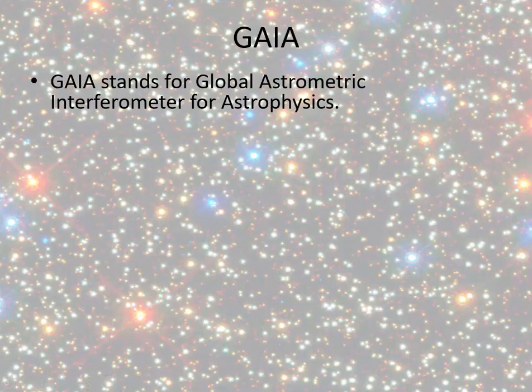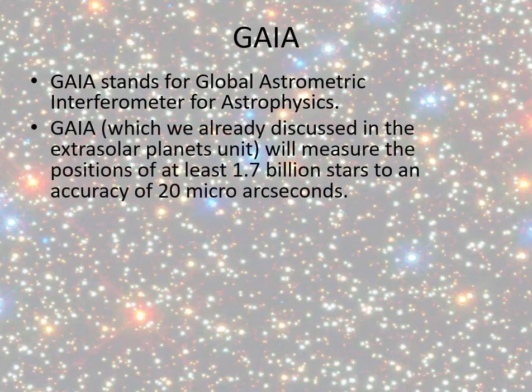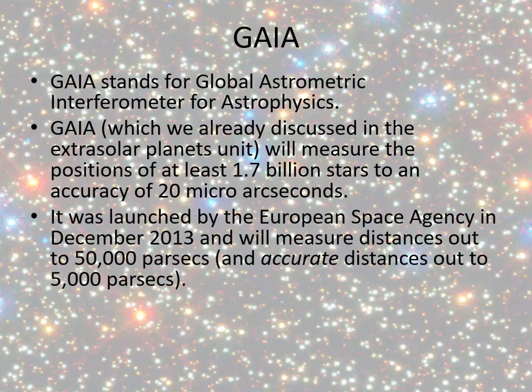Now, the Gaia spacecraft was launched in 2013 by the European Space Agency, and it's in the process of measuring very precise positions for at least 1.7 billion stars. In fact, it seems likely now that that's going to be extended because the mission has been quite successful so far. And it's going to measure distances out to 50,000 parsecs. Now remember that the diameter of our galaxy is about 120,000 light years, and we're about 27,000 light years from the center. So that'll get us distances to any stars that we can see in our galaxy, really.